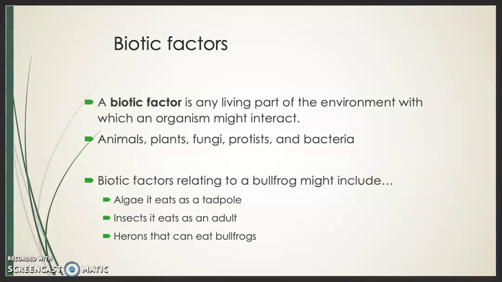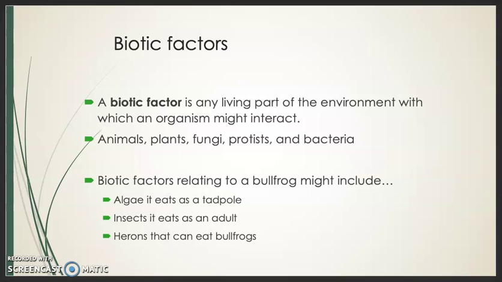So they want to pay attention to every living thing in their environment, including people. If we go walking by a lake and there are bullfrogs in there, they want to take notice of us. We are a biotic factor affecting their life that they want to stay away from us. Okay, that's a biotic factor.